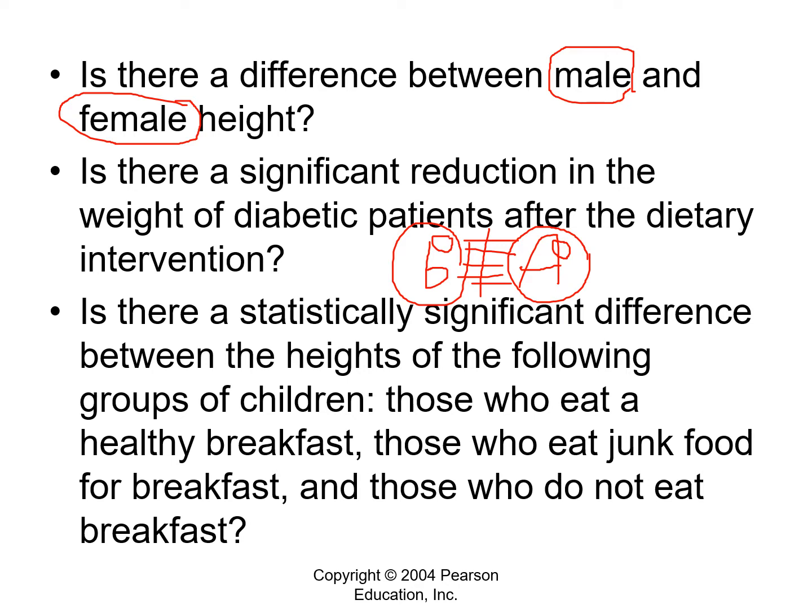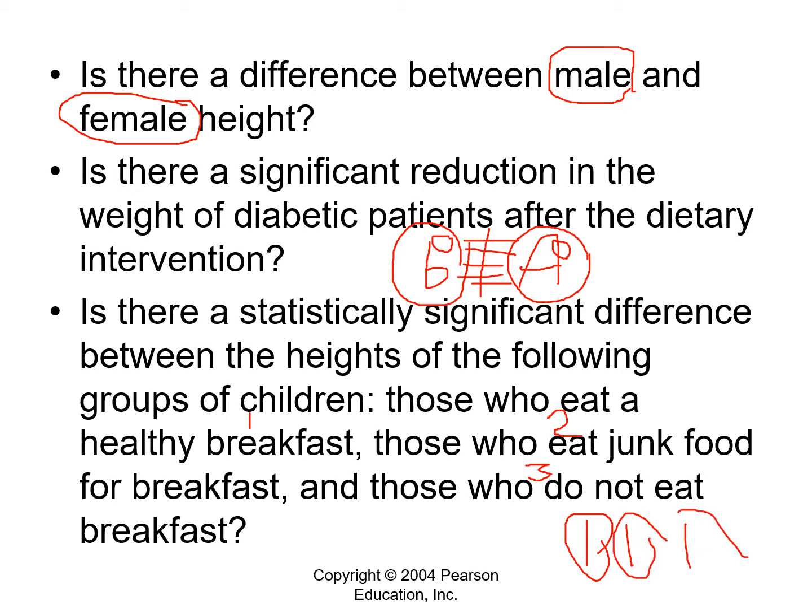The third one: is there a statistically significant difference between the heights of the following groups of children: those who eat a healthy breakfast, those who eat junk food for breakfast, and those who do not eat breakfast. In this question, we have three groups. Group one, children who eat a healthy breakfast. Group two, those children who eat junk food, and group three, children who do not eat breakfast at all.